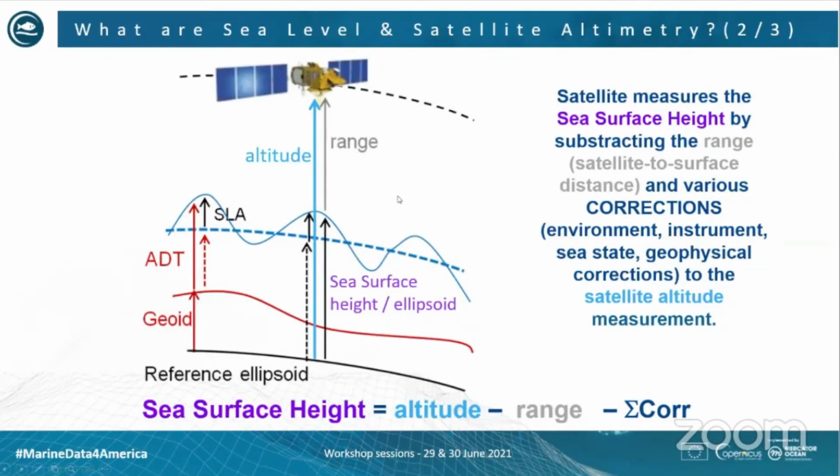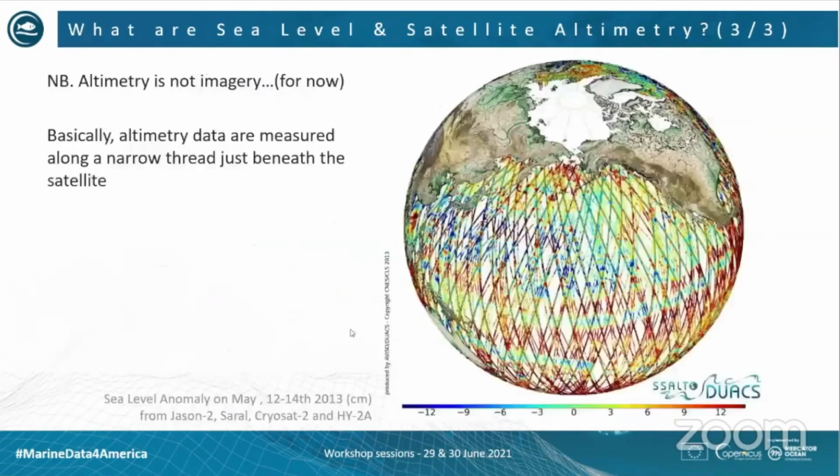So we are measuring the sea surface height by subtracting the altitude and the range, and then we've got a sea surface height with respect to an abstract surface called the ellipsoid. We have various corrections involved from the environment, what is happening through the atmosphere when the radar beam is going back and forth, geophysical corrections like the tides, and a number of corrections applied to have the most precise possible sea surface height and sea level anomalies.